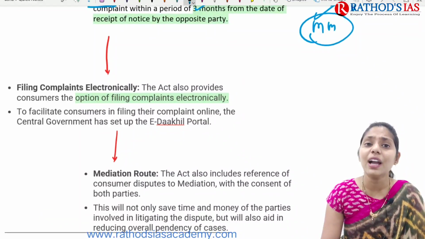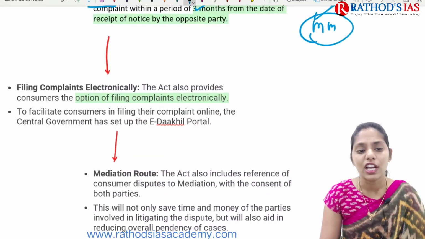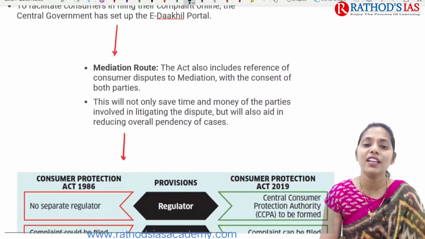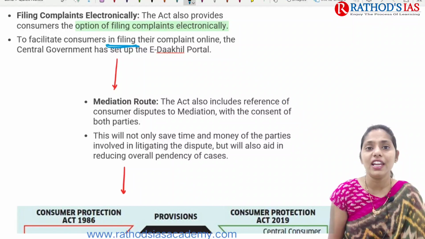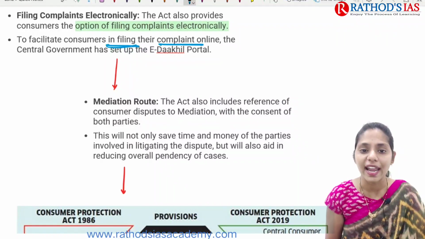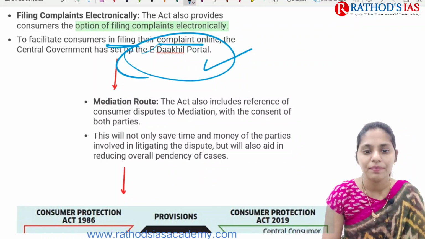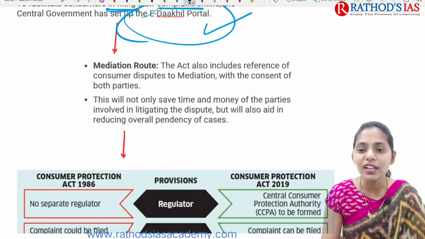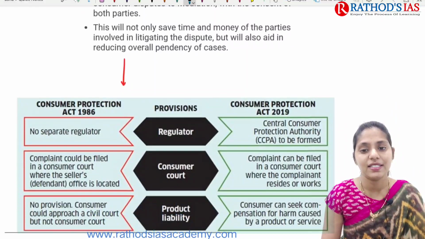Next is filing complaints electronically. The Act provides consumers the option of filing complaints electronically, which facilitates filing their complaint online. There is one portal, the e-Daakhil portal. Next is the mediation route. The Act also includes reference of consumer disputes to mediation with the consent of both parties.